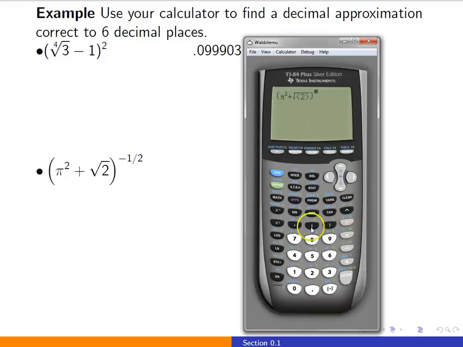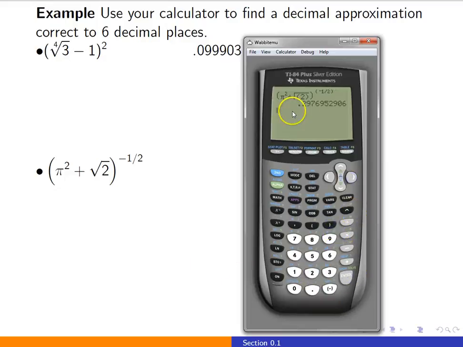So I have the caret key, left parenthesis, and it's important, this minus is different from the minus sign. It's a negative 1/2, so negative 1/2, and we end with a right parenthesis.